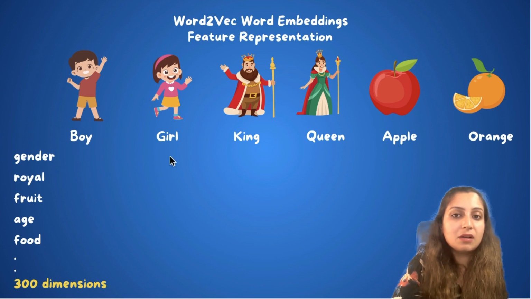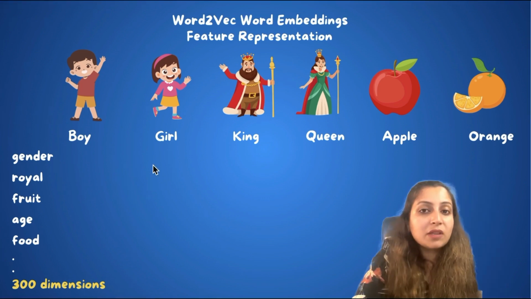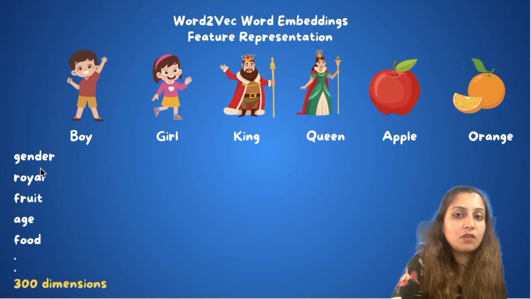Similar to that, a girl will be represented in these 300 features. So you will essentially be creating a vector based on the relationship of the word boy with these features like gender, royal, fruit, age, and there would be a certain number placed in front of each feature for that particular word. And that's how you create the unique vector representing each word.